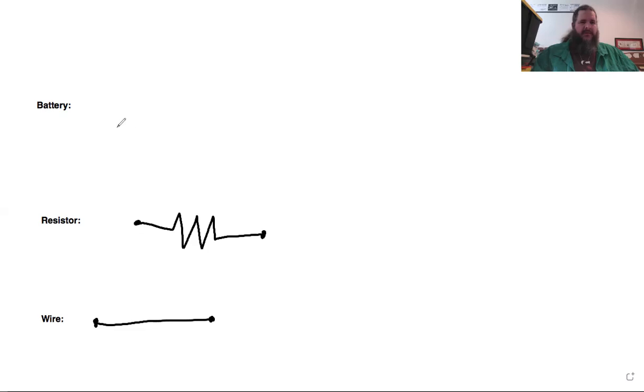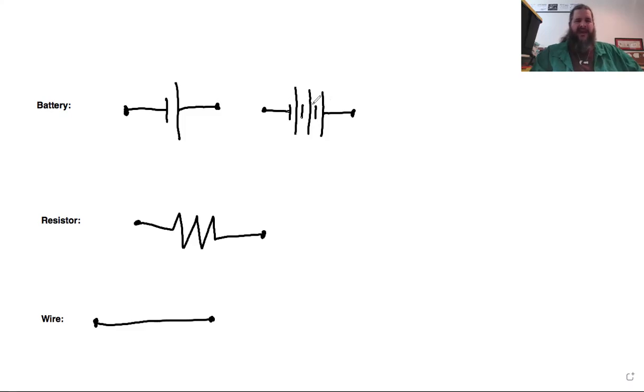As opposed to the battery, usually drawn as a short bar and a long bar. Or sometimes a series of several pairs of short bars and long bars. Traditionally, something like this would represent several batteries chained together in series, but modern batteries are generally several smaller batteries chained together in series anyway, in a unified case. So either of these represents essentially a battery.